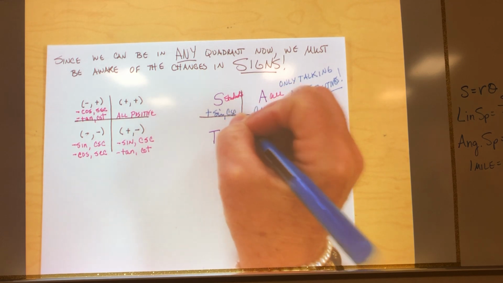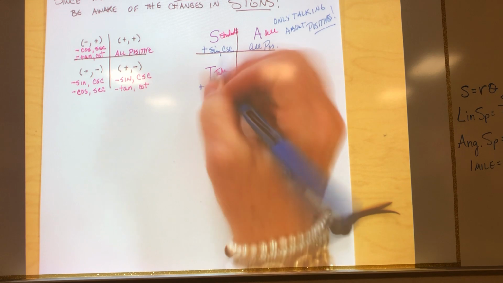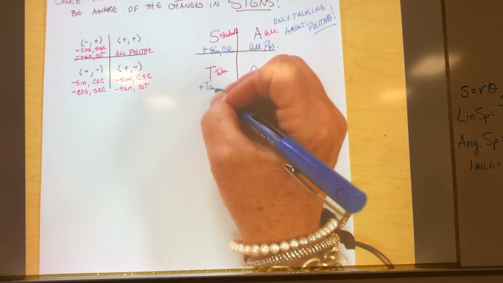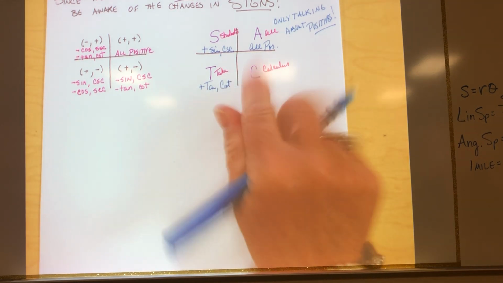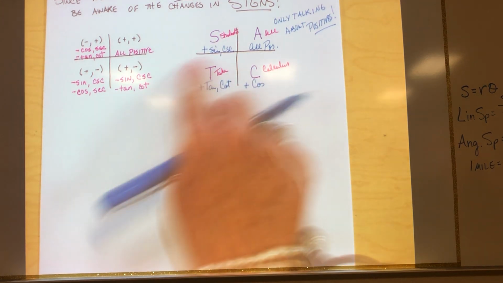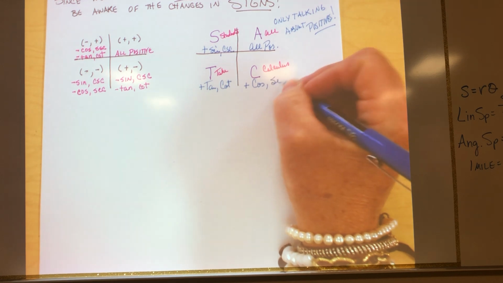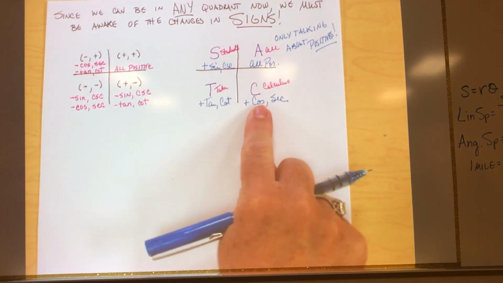Cosecant? Who's positive in the third quadrant? Tangent and cotangent. Who's positive in the fourth quadrant? Cosine, and his reciprocal, which is secant. Those are the only ones, okay? So this is a whole lot easier.